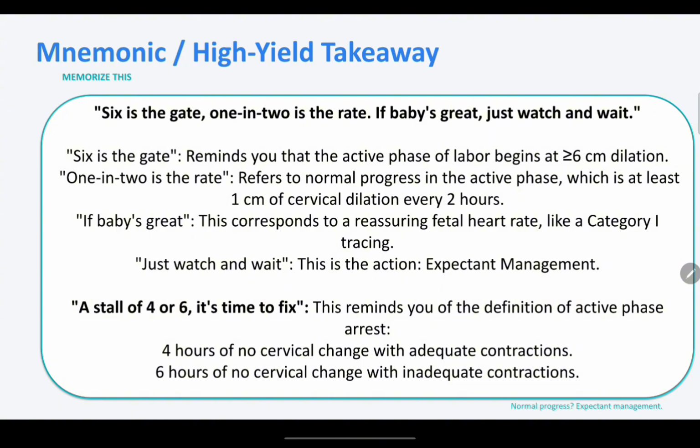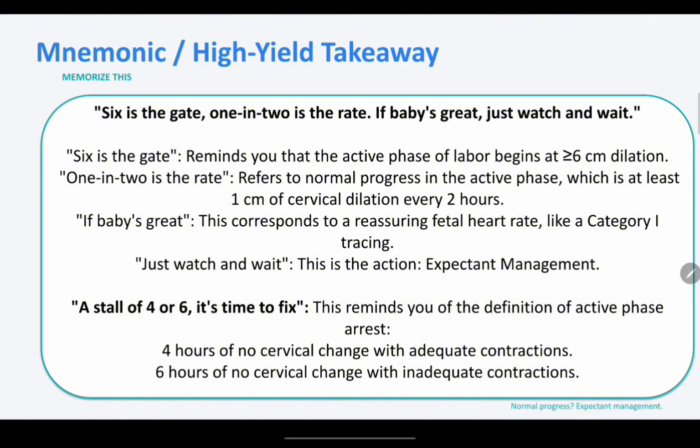Let's break it down. 6 is the gate: the active phase of labor begins at greater than or equal to 6 cm dilation. 1 and 2 is the rate: it means normal progress is at least 1 cm every 2 hours. If baby great, this means a reassuring fetal heart rate, like a category 1 tracing. Just watch and wait. Your action is simply expectant management.